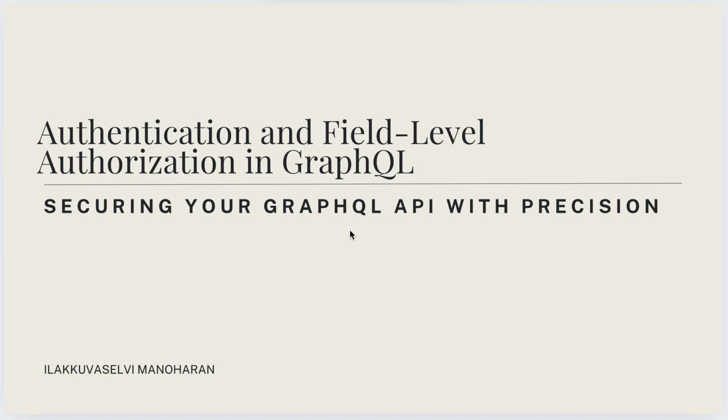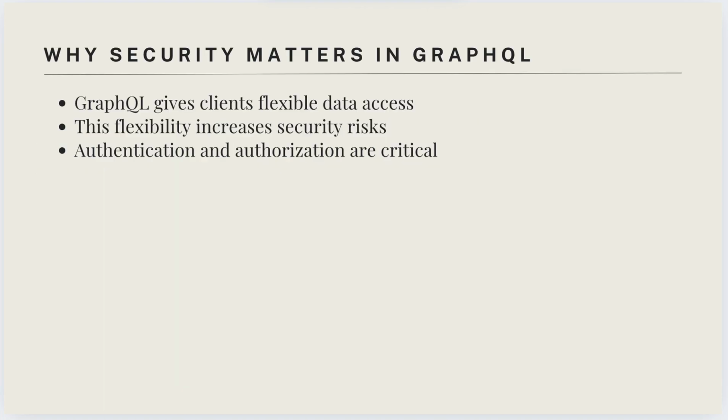Hi everyone, today we'll talk about authentication and field level authorization in GraphQL. GraphQL allows users to query exactly what they want, which increases risk if malicious users request too much or sensitive data. Unlike REST, there's no fixed route structure, so security must be enforced dynamically. That's why authentication and authorization are crucial.